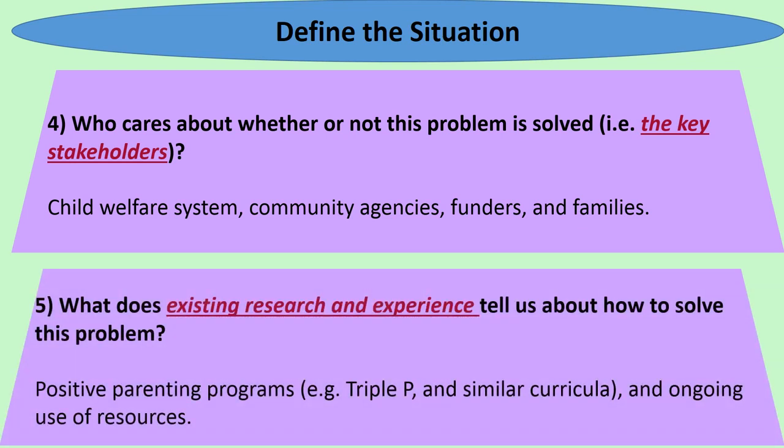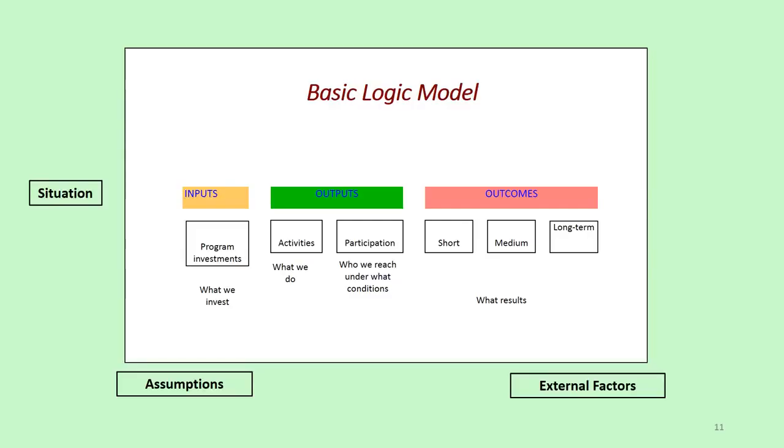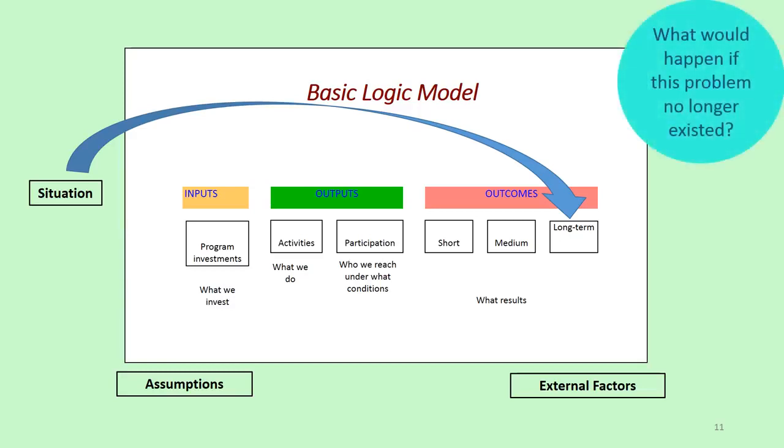Existing research and experience suggests that positive parenting programs, such as Triple P, can provide parents with knowledge and skills to be effective parents. In addition, the use of ongoing community resources helps parents to continue being effective parents after their participation in parent training has ended. Now that we have a definition of the situation, we want to ask the question, what would happen if this problem no longer existed? This is the long-term outcome of the program, or the ultimate impact the program wants to have on a macro level.